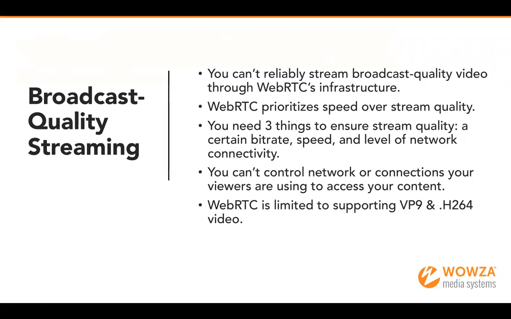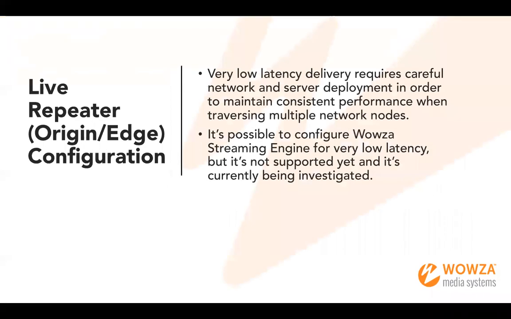To ensure high-quality video streams, you need three things: a certain bit rate, speed, and level of network connectivity. One thing that you can't control is the network or connections your viewers are using to access your content. Additionally, WebRTC is limited to supporting VP9 and H.264 video.